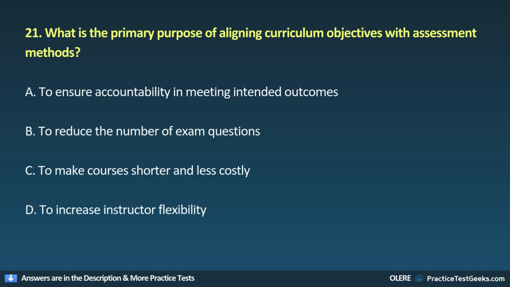21. What is the primary purpose of aligning curriculum objectives with assessment methods? A. To ensure accountability in meeting intended outcomes. B. To reduce the number of exam questions. C. To make courses shorter and less costly. D. To increase instructor flexibility.